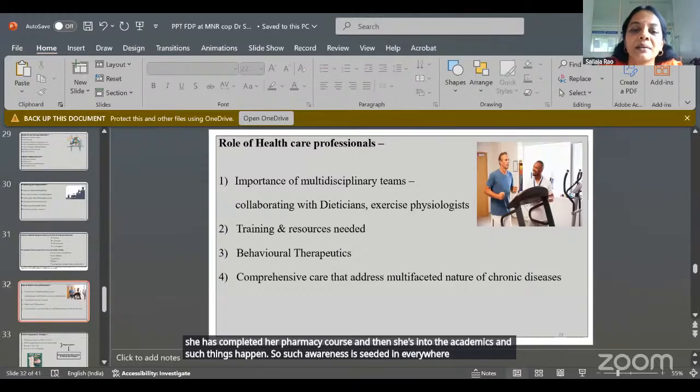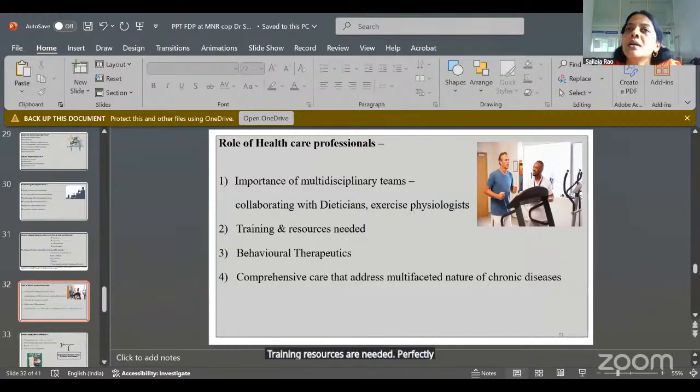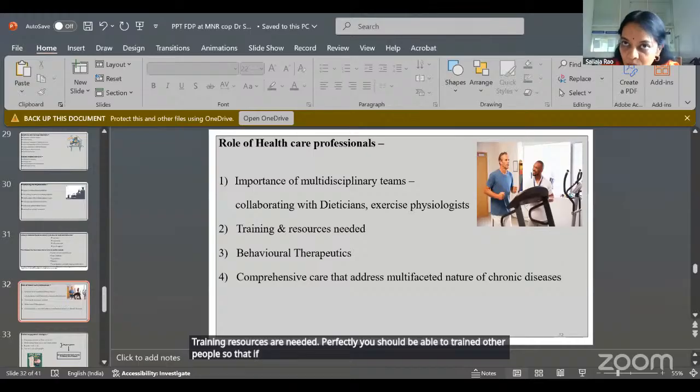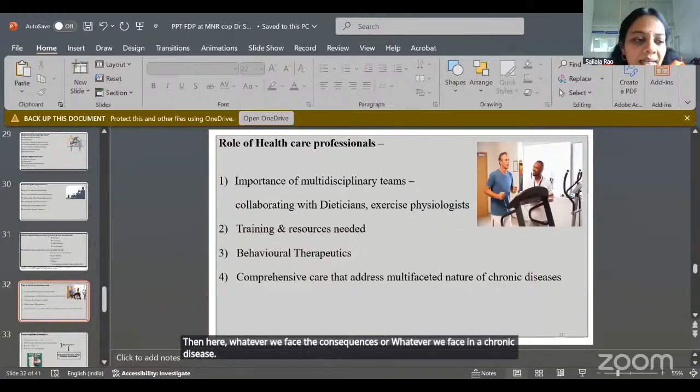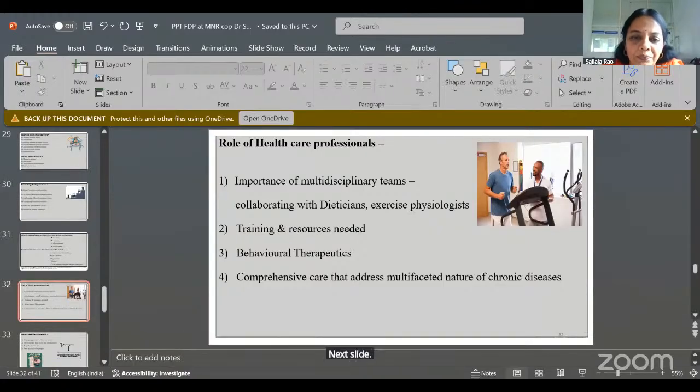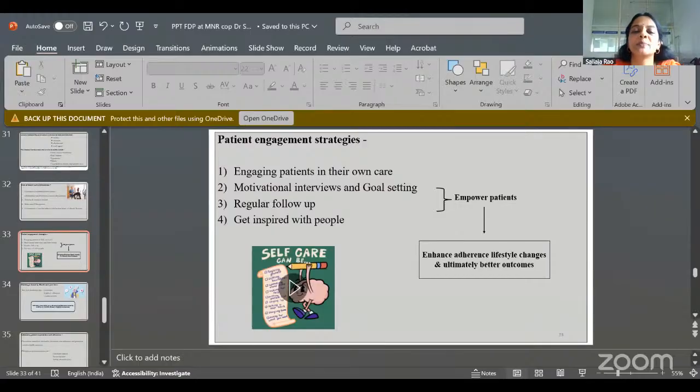So here, the role of the dietitian, the role of the exercise physiologist, training resources are needed. You should be able to train other people, so that if you are perfect, you will be able to do it. Then behavioral therapeutics. Then whatever consequences we face in a chronic disease. Next slide. Patient engagement strategies. Yes, this is again self-care.